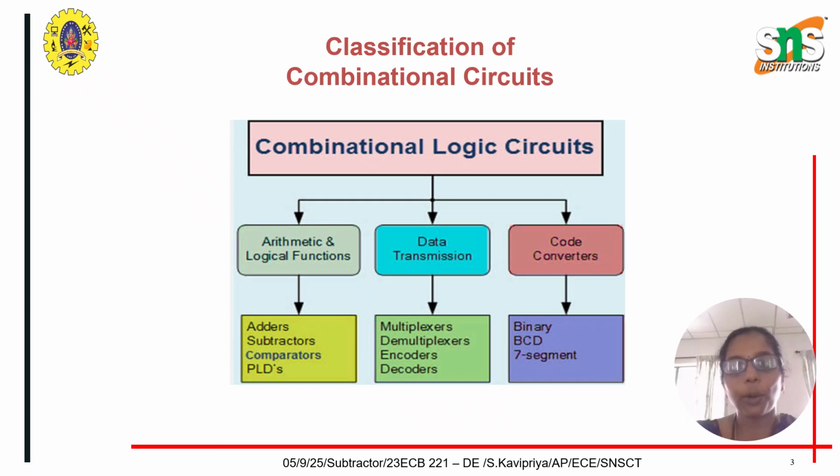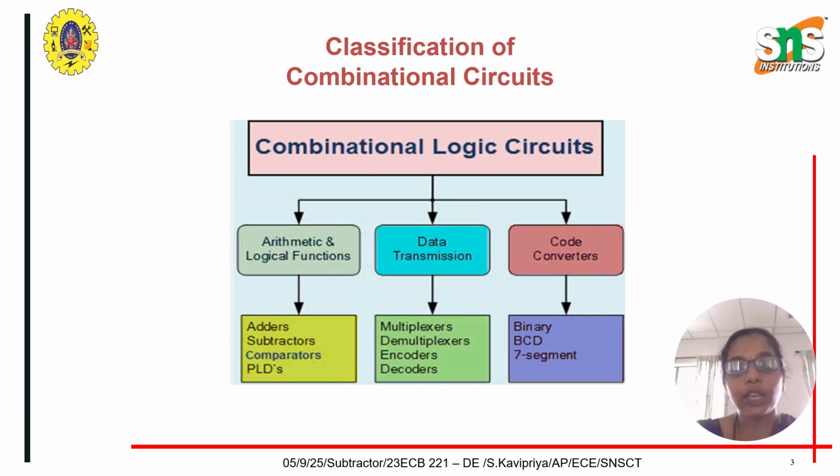So first, what is a combinational circuit? A combinational circuit is one in which output at any instant depends only on the present input. So it doesn't contain any memory element. So adder, subtractor, multiplexer, demultiplexer, encoder, decoder, everything comes under the combinational circuit.